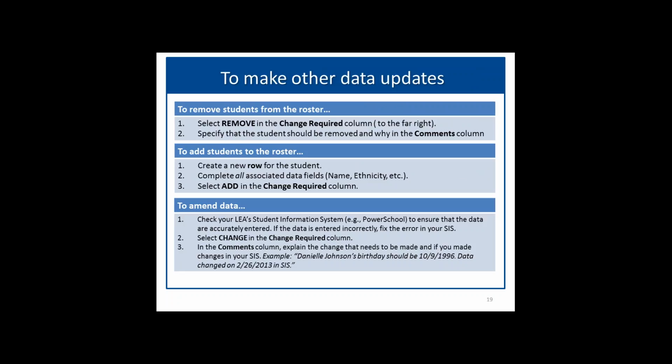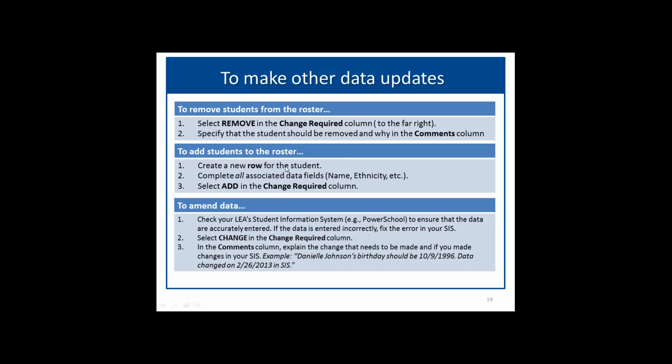Now, if there are changes to this preliminary roster, if there are students missing or students that needed to be added or information on the roster that is inaccurate and needs to be changed, this is how you make those changes. In the roster, there's a data field called Change Required. You can select Remove if there's a student on your roster you would like OSSE to remove. Just specify that the student should be removed, and in the comments column, which is right next to the Change Required column, specify why. This student exited, this student is not actually eligible, it was a data error.